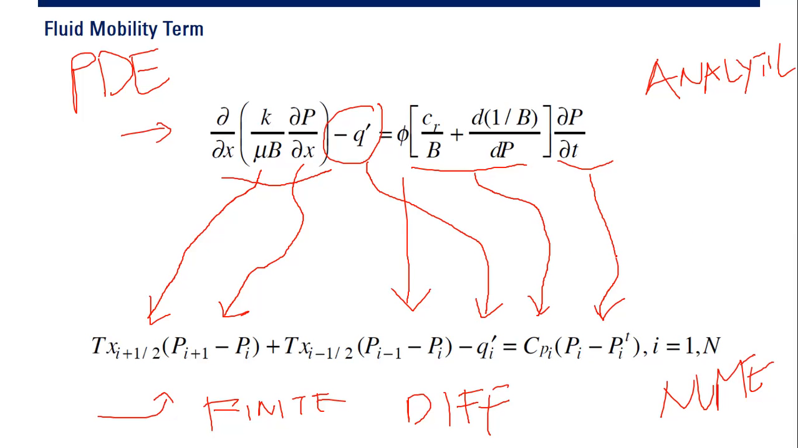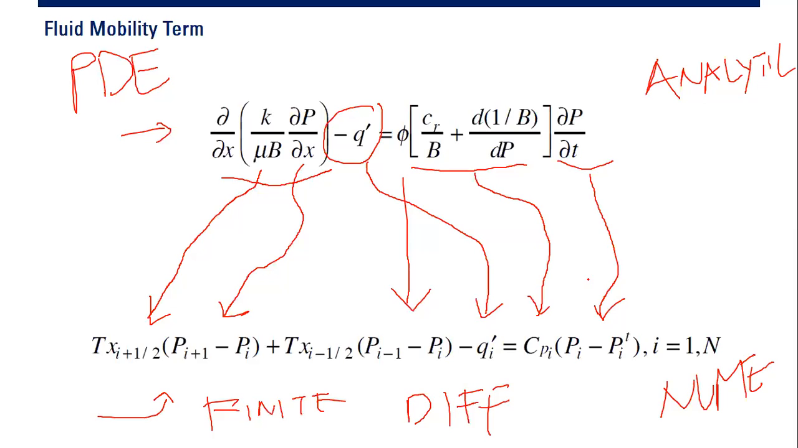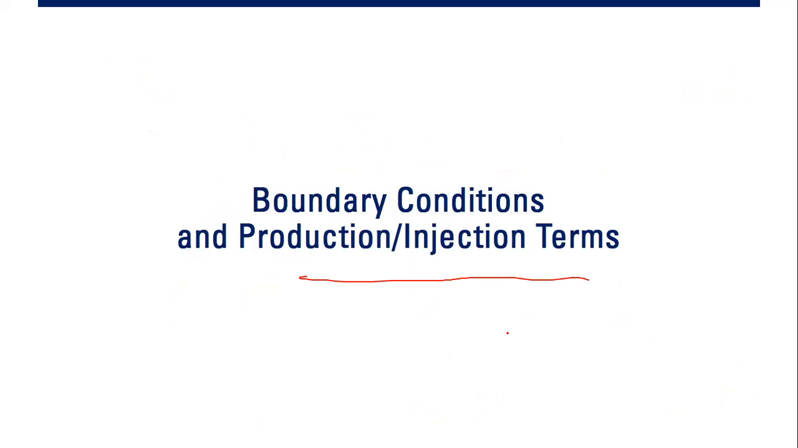Now, after getting the flow equation, of course, we will talk about boundary condition and also the production injection term. Because we have Q, the production injection term. So we talk about boundary condition and we will also talk about the production injection term.